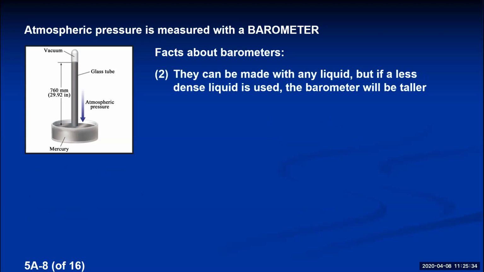Second thing, you don't have to use mercury to make a barometer. Barometers can be made with any liquids. But if you use a less dense liquid, that means that the atmospheric pressure is going to be able to hold up a column of that liquid way higher. And that's because what the atmosphere is doing is it pushes on the mercury in the open container, it's holding up a certain mass of liquid. So it's going to hold up a certain mass of mercury if you have a mercury barometer. But if you have a water barometer, it's going to hold up the same mass of water. And because water isn't as dense, it's going to have a lot bigger volume. So the column height will be way higher.